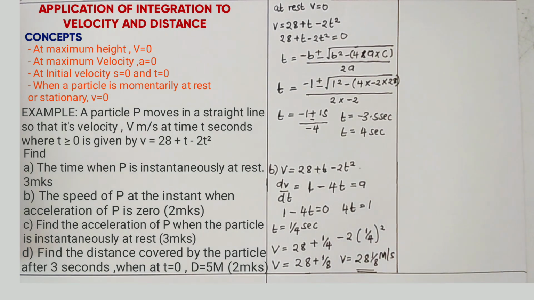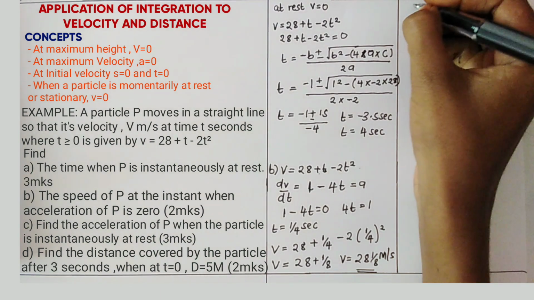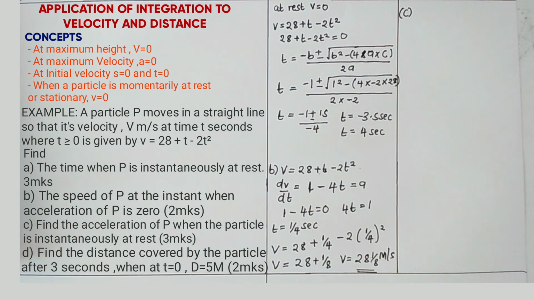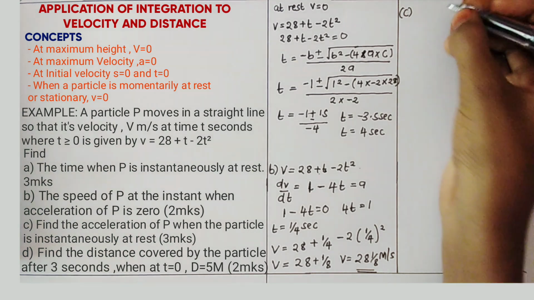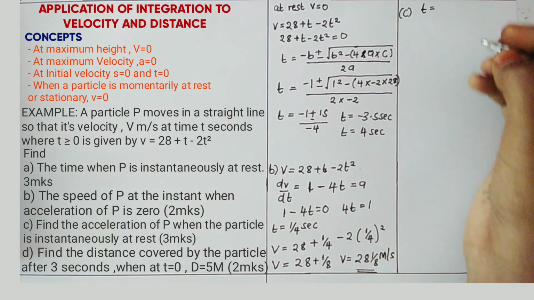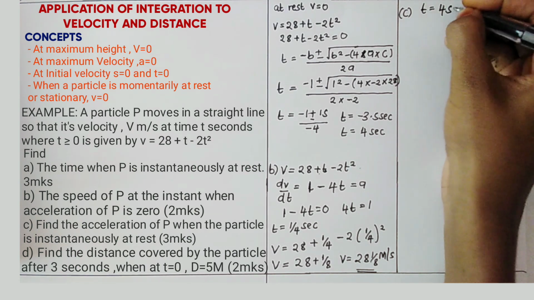And velocity here is equal to 28 and 1 over 8 meters per second. That is your velocity. So part C of the question says, find the acceleration of p when the particle is instantaneously at rest. The first part of the question said when the particle is instantaneously at rest, the time is equal to, we pick one value, that is to say the positive value, 4 seconds.